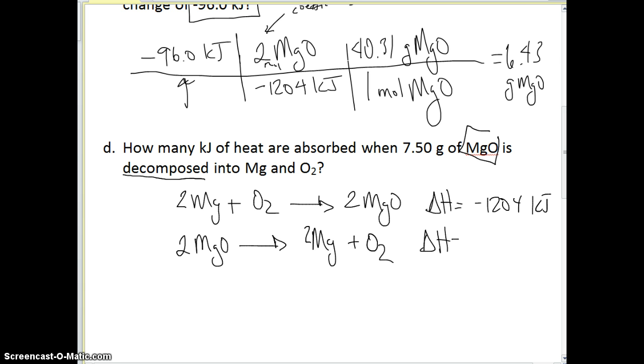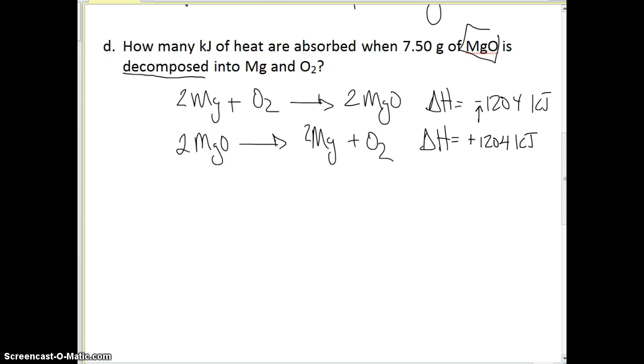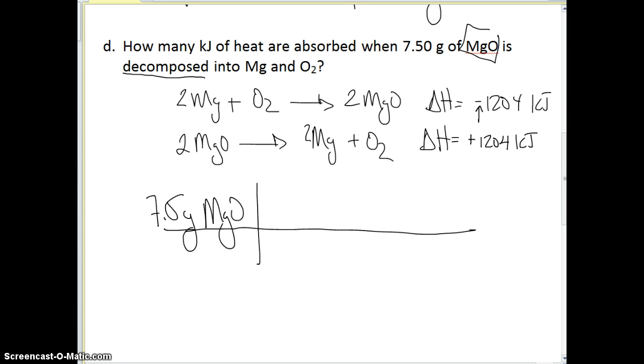So our delta H value, if you remember from yesterday, is going to change. Whenever we reverse a reaction, we change the sign. So this is going to be positive 1204 kilojoules for this reaction, and we're going to use that for our problem. Let's start off with 7.5 grams of MgO, and we want kilojoules of heat, so we're going to put kilojoules right over here. This is real similar to the very first problem we worked, except we're working it with an equation that's backwards, the MgO being decomposed.